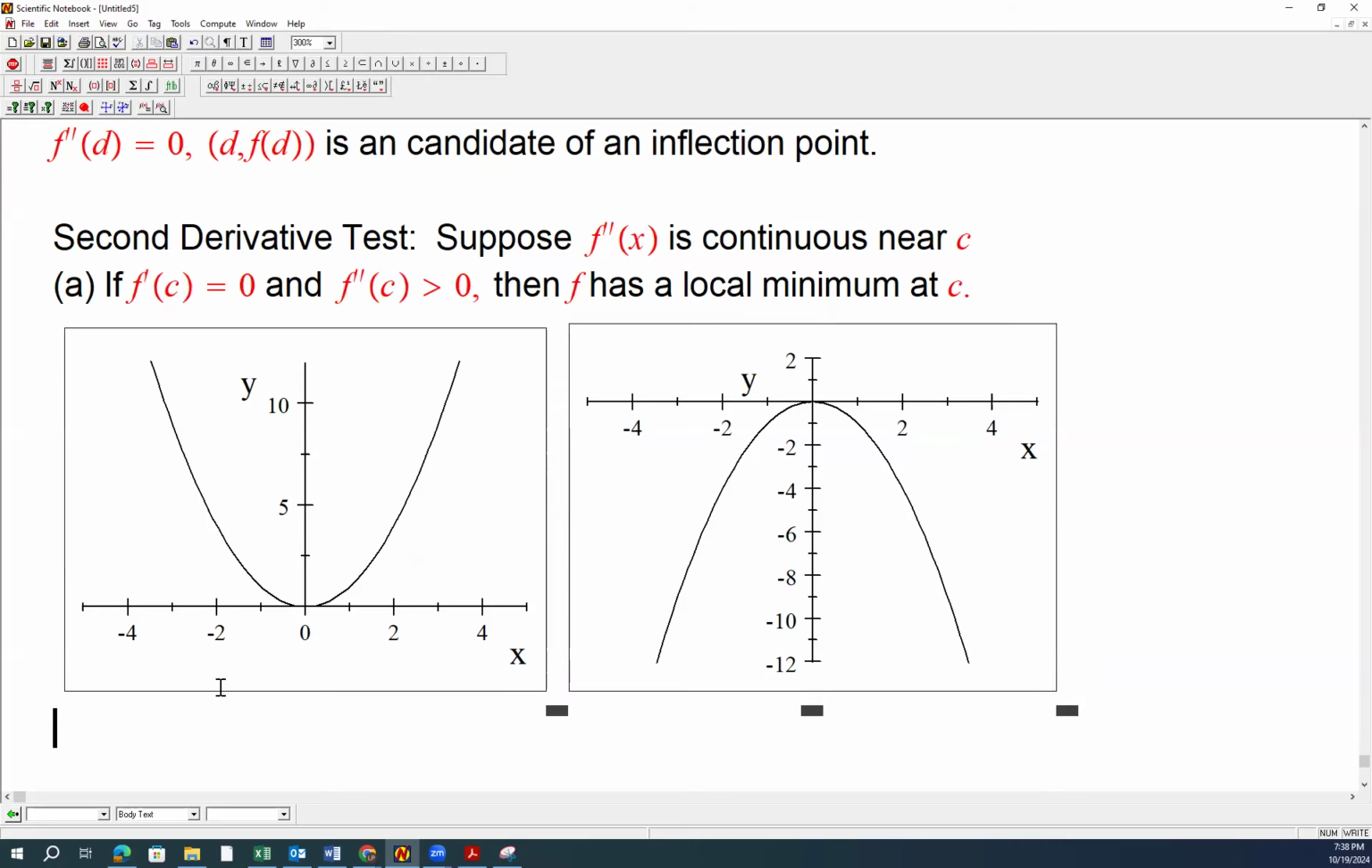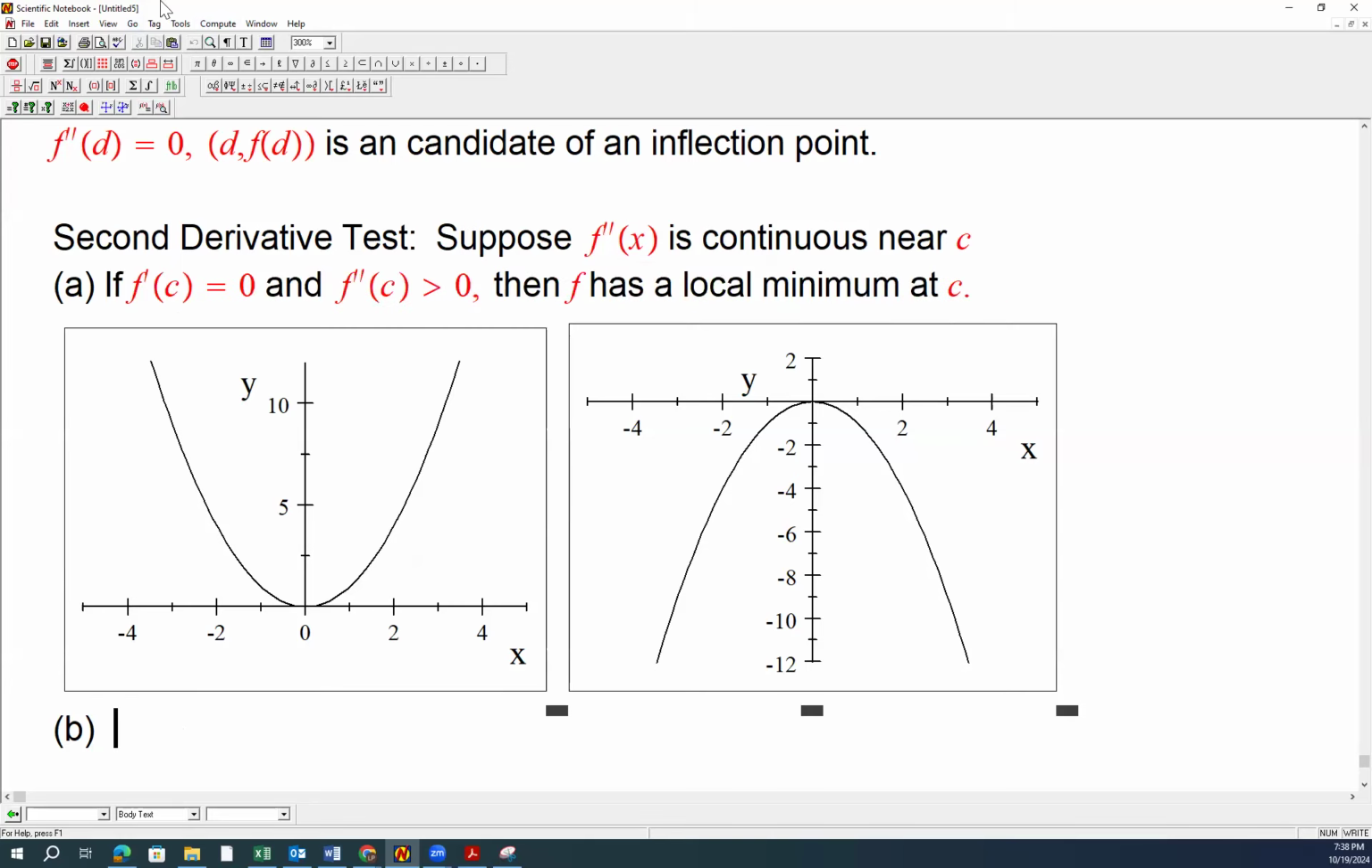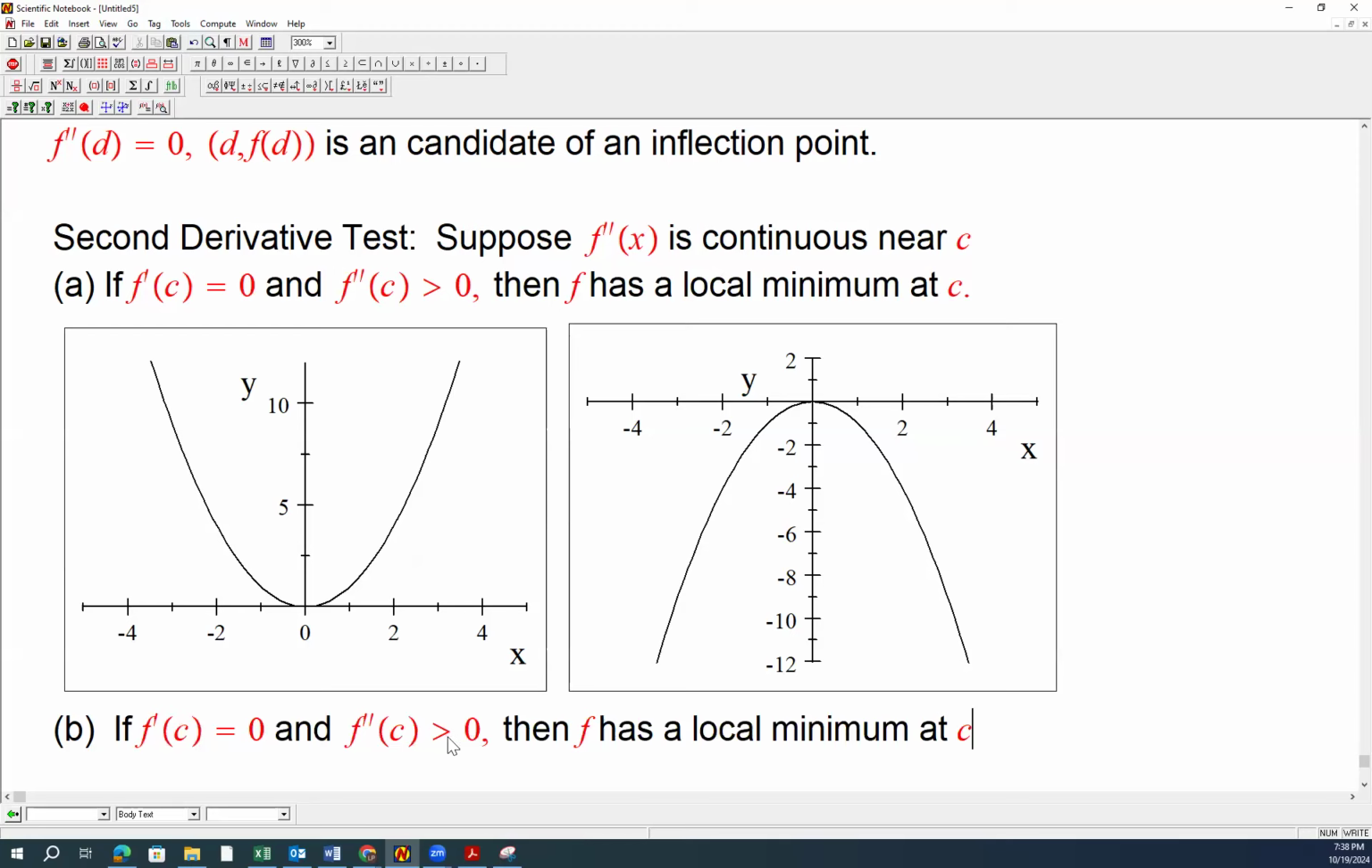And b, we will have everything the same except the second order derivative at c is less than 0. In this case, we have a local maximum at c. So that will be the second case.